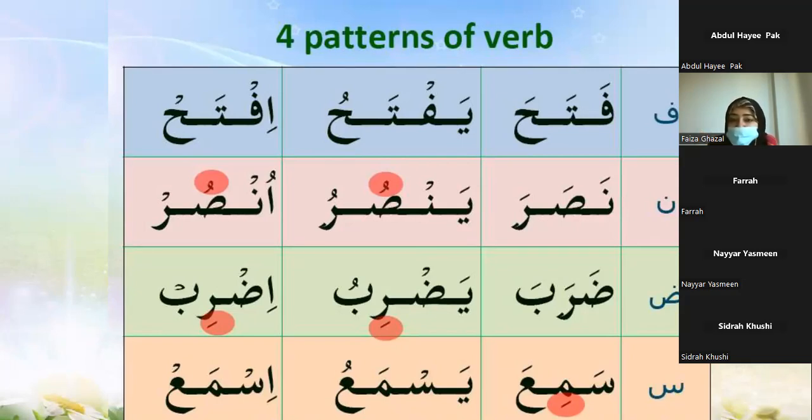Fataha, yaftahu, iftah. Then nasara, yansuru, unsur. Daraba, yadribu. Yadribu is mudare. Samia, yasma'u, and isma. Isma is to come in your lessons. It will be fail amr. Okay, so let's not discuss it. We have 4 patterns of verb: fataha, nasara, daraba, samia, on which we will work. We will repeat it so many times, inshallah, that you guys will be familiar with this slide.